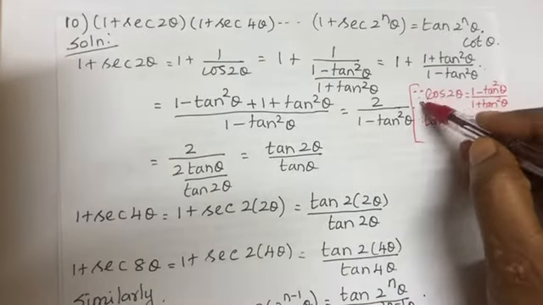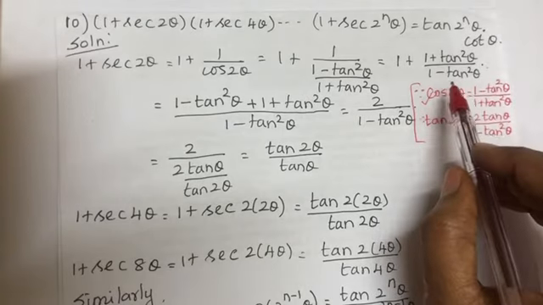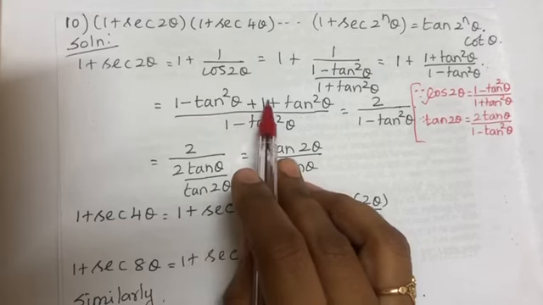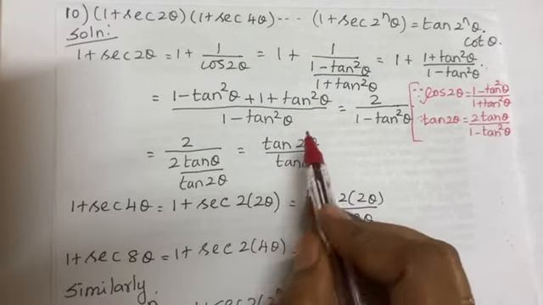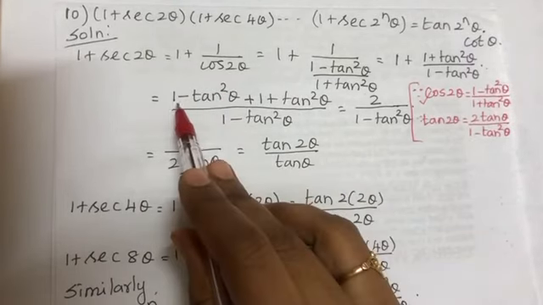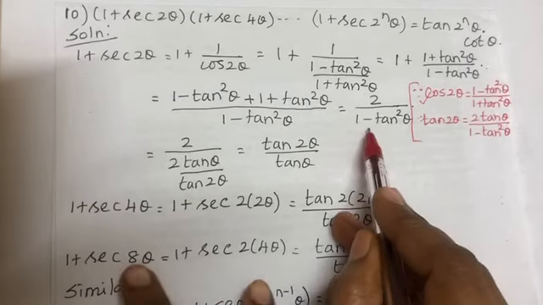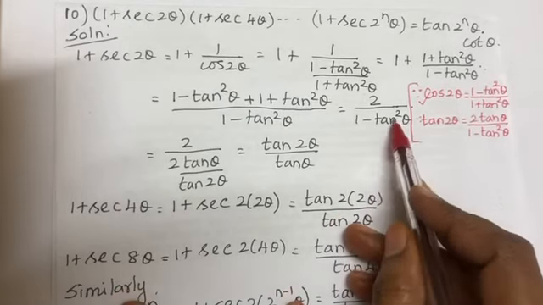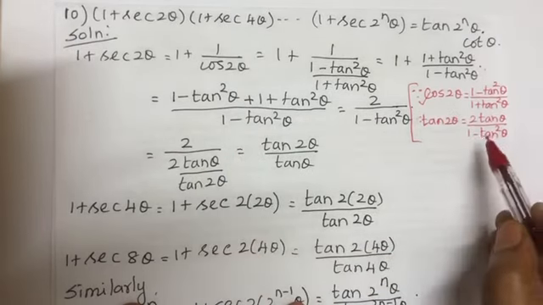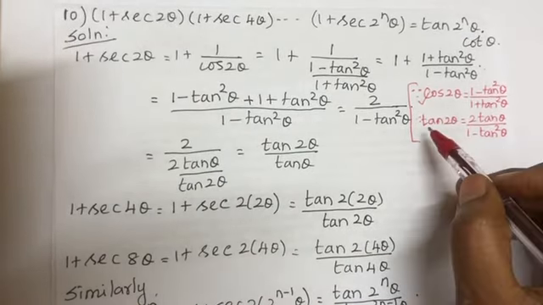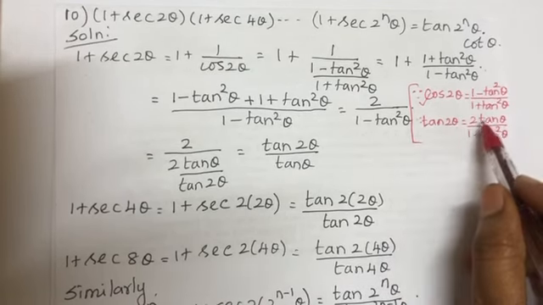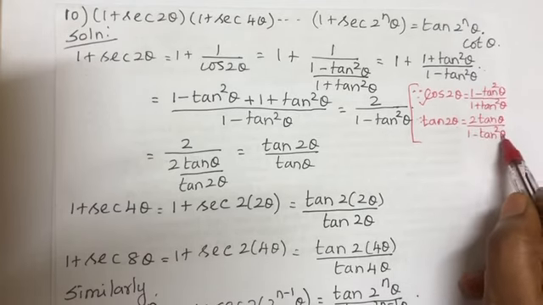Here we use this identity. Now, let us take LCM as 1 minus tan square theta. So, 1 minus tan square theta plus 1 plus tan square theta. Plus tan square theta and minus tan square theta will get cancelled. 1 plus 1, it is 2 divided by 1 minus tan square theta. Here we are using another identity, that is tan 2 theta equal to 2 tan theta by 1 minus tan square theta.